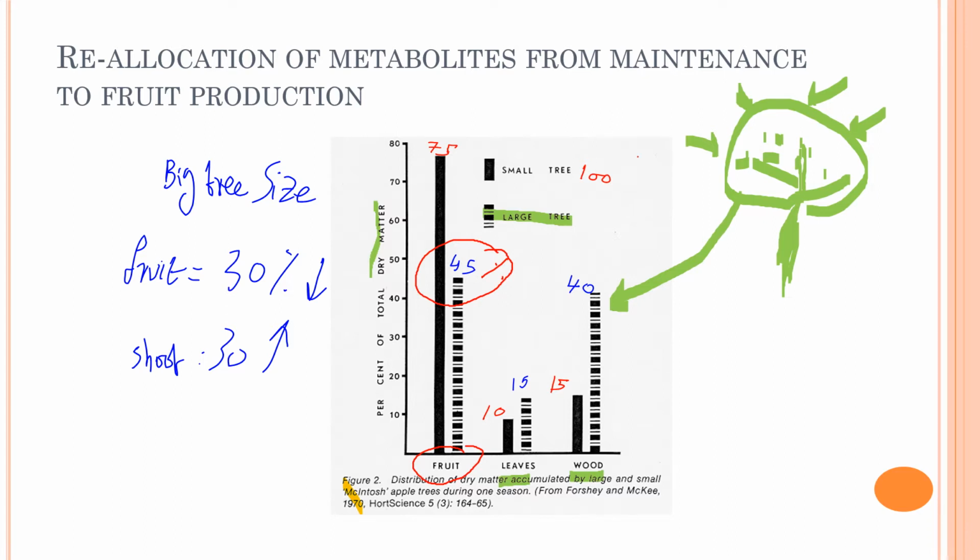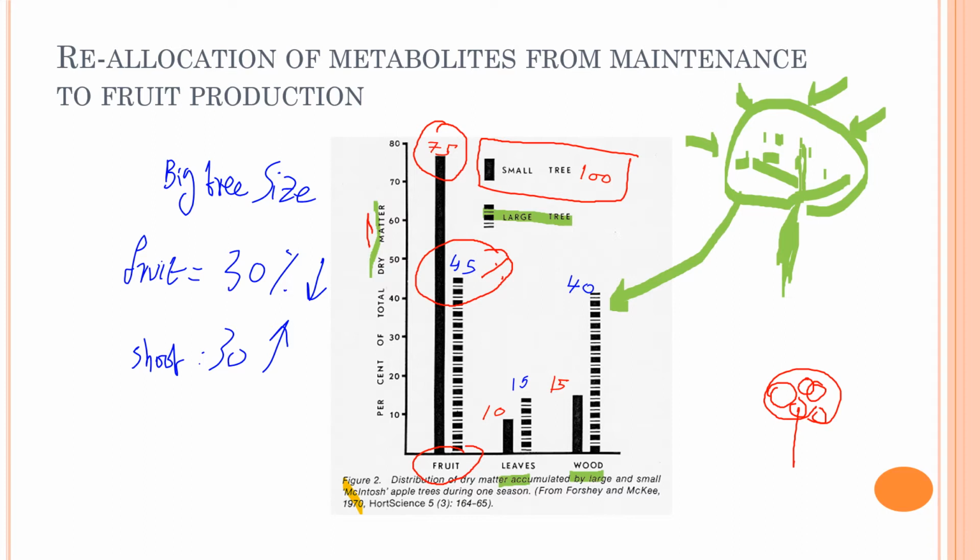Look at the smaller tree. This is a smaller tree. So now when you have a smaller tree, you will have more fruits in this tree. Up to 75% of the dry matter goes to the fruit.